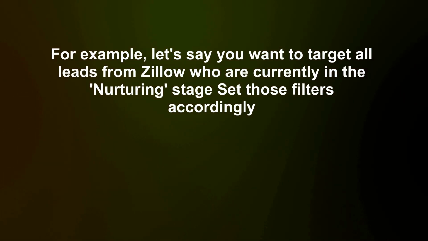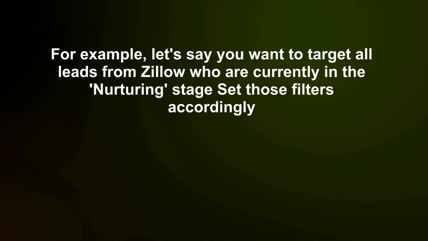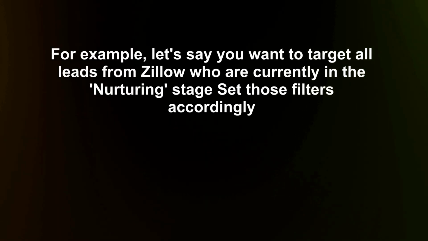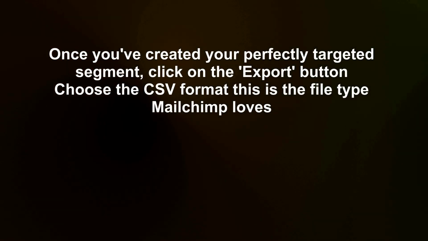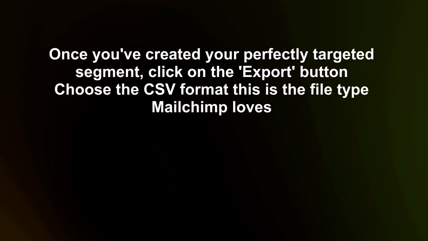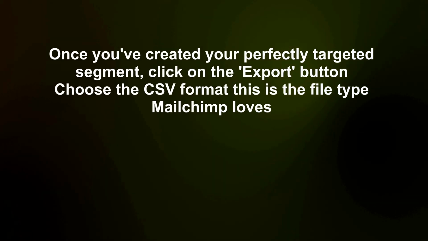For example, let's say you want to target all leads from Zillow who are currently in the nurturing stage. Set those filters accordingly. Once you've created your perfectly targeted segment, click on the Export button. Choose the CSV format. This is the file type Mailchimp loves.